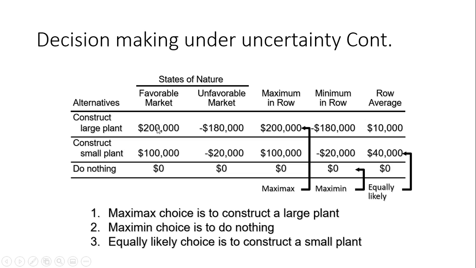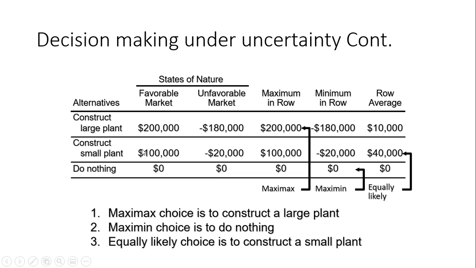This 20,000 will be divided by 2, which is the number of outcomes, as in any average. So 20,000 divided by 2 equals 10,000. Again, you add $200,000 to negative 180,000, which results in 20,000, divided by 2 to make an average, so we have 10,000.